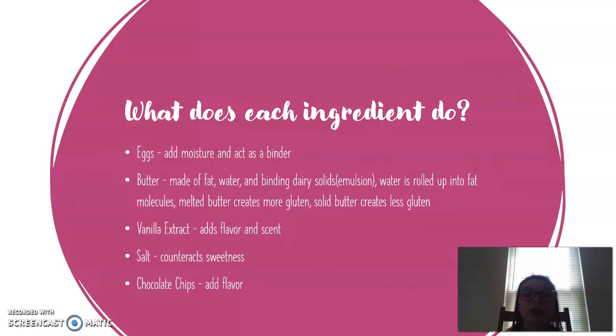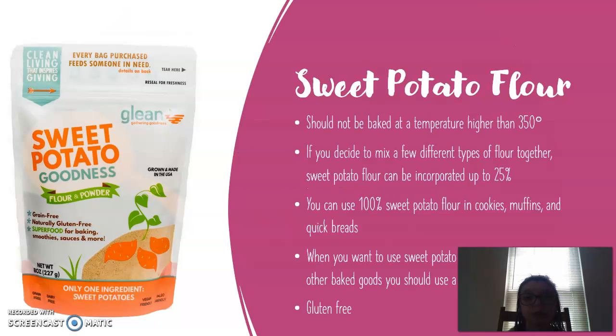Eggs add moisture and they also act as a binder. Butter is an emulsion. It is made of fat, water, and binding dairy solids. The water is rolled up into the fat molecules. Melted butter creates more gluten, while solid butter creates less gluten. Vanilla extract adds flavor and scent to the cookies. Salt counteracts the sweetness from the other ingredients, and chocolate chips add flavor.